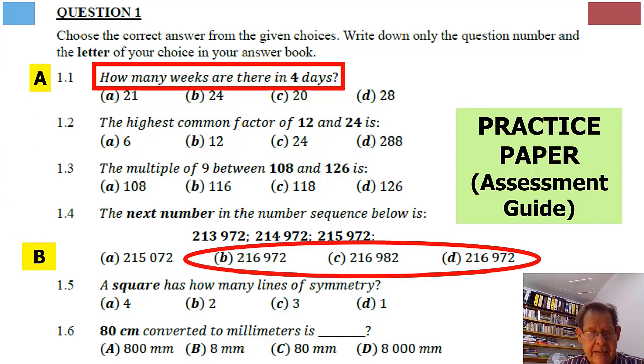There's the second one, B. This specific question, number 1.4, contains 4 possible answers, but the options in B and D are exactly the same. They should differ from each other.